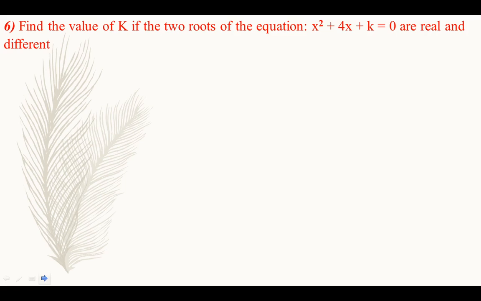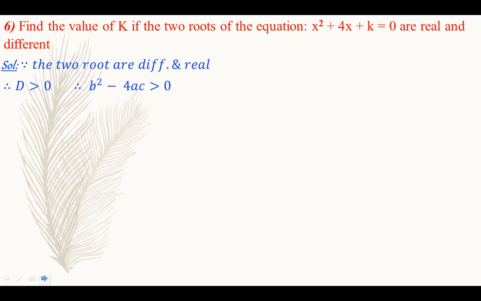In this example, he wants to find the value of k if the two roots of the quadratic equation are real and different. Find the value of k if the two roots of the equation x power of 2 plus 4x plus k equals 0 are real and different. Since the two roots are real and different, that is to say that the discriminant is positive. Here is another meaning of the discriminant is positive. The discriminant is positive means that the discriminant is bigger than 0.